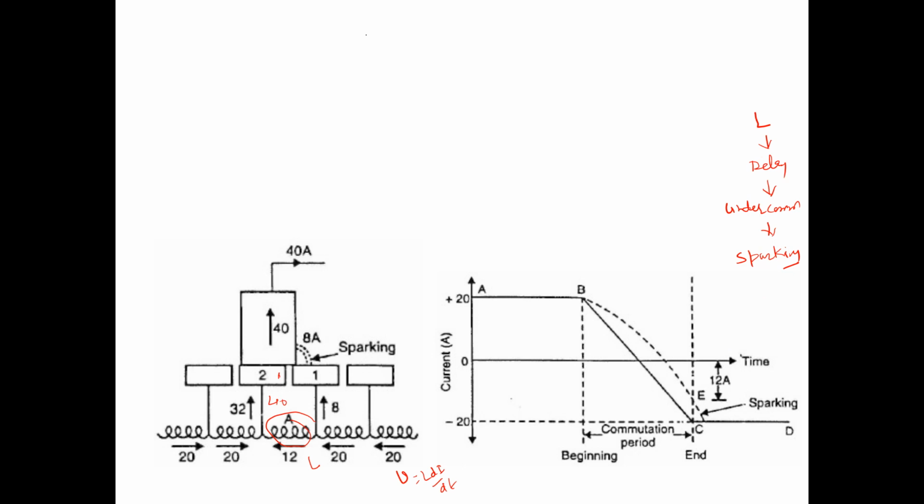That coil, due to this principle, goes through some delay or lagging behind, and due to the delay this characteristic will be shifted from ideal to non-ideality. Non-ideality means from this point to this point, and that non-ideality leads to sparking. That means this flow of 8 ampere current leads to sparking, and the remaining will be 20 ampere. Otherwise it will be 12 ampere only.